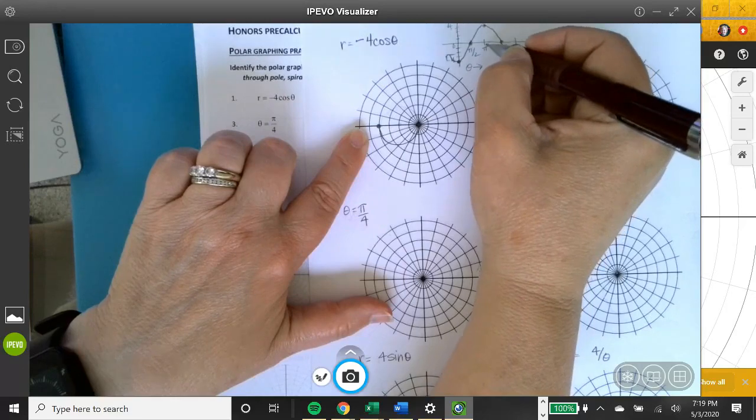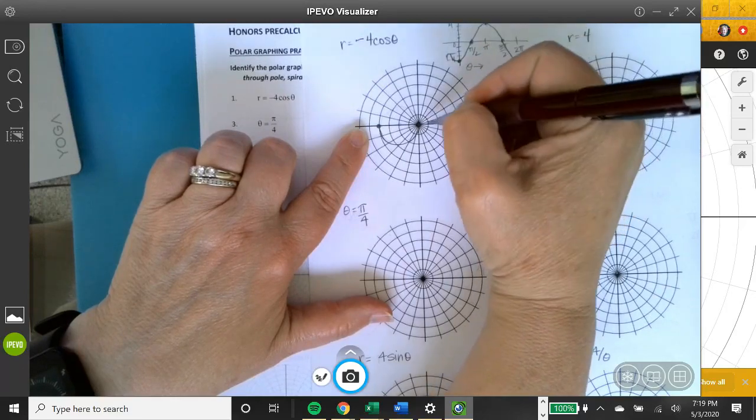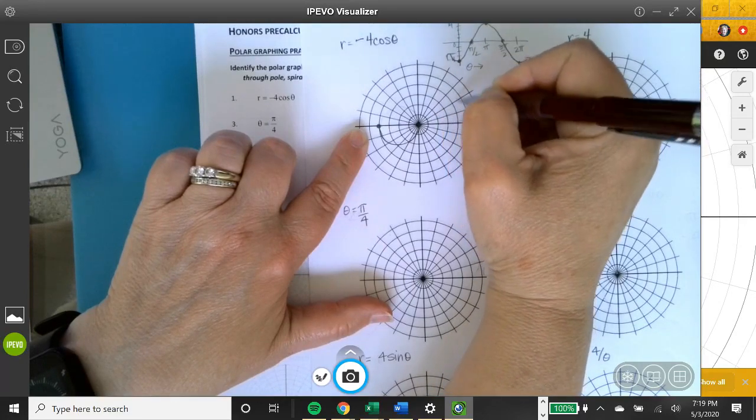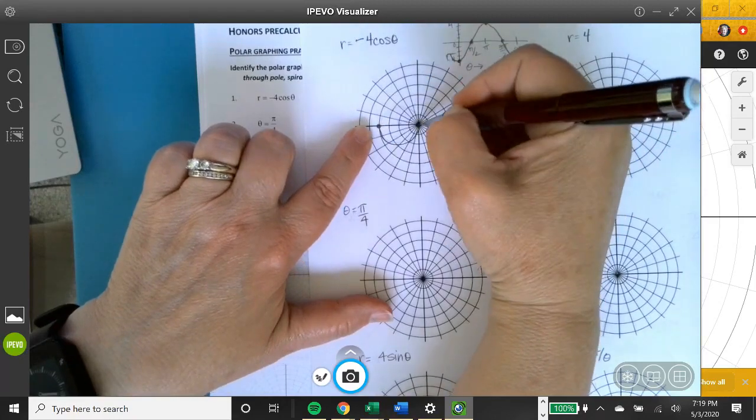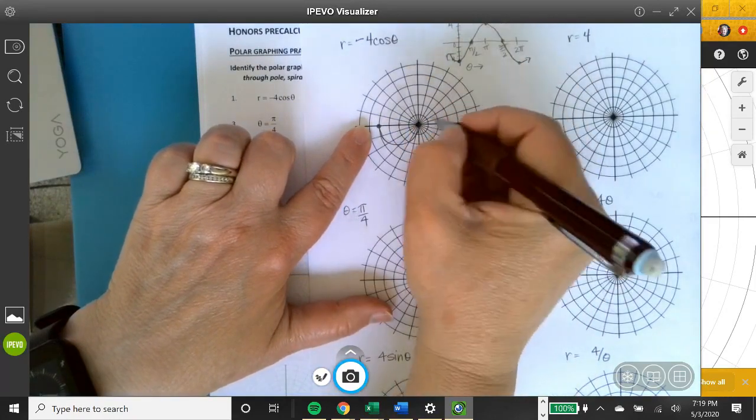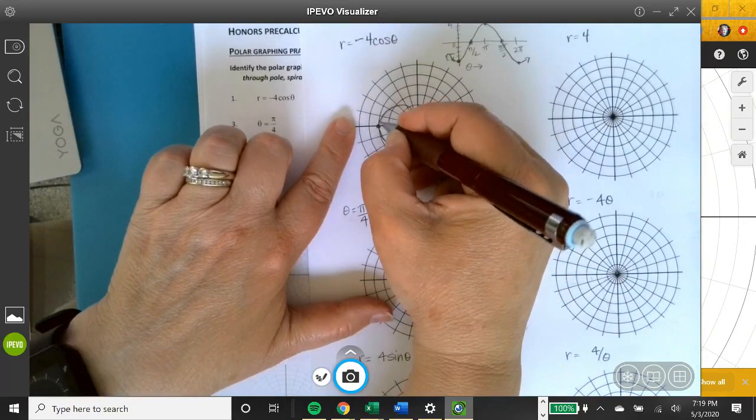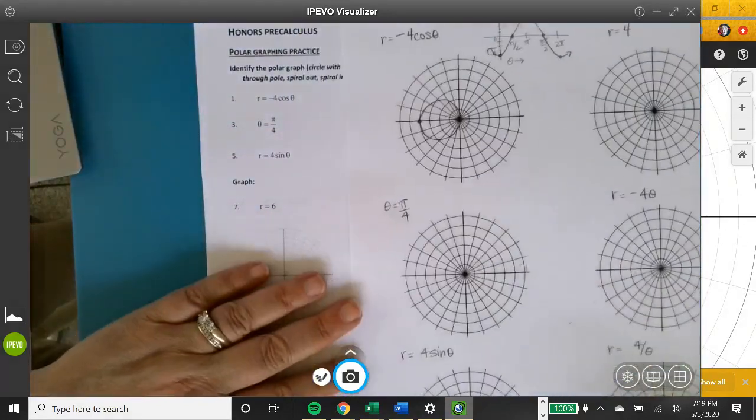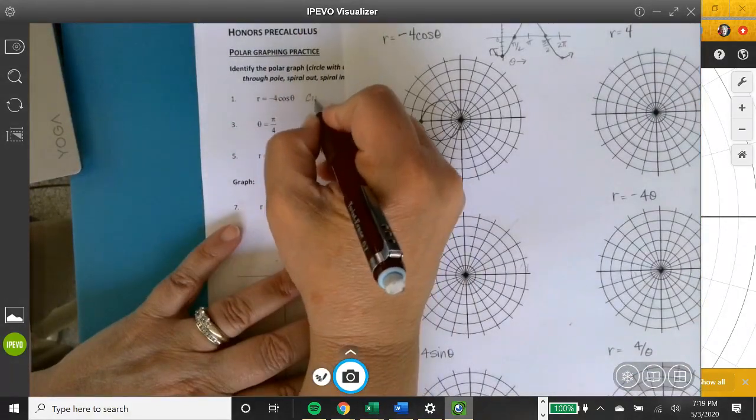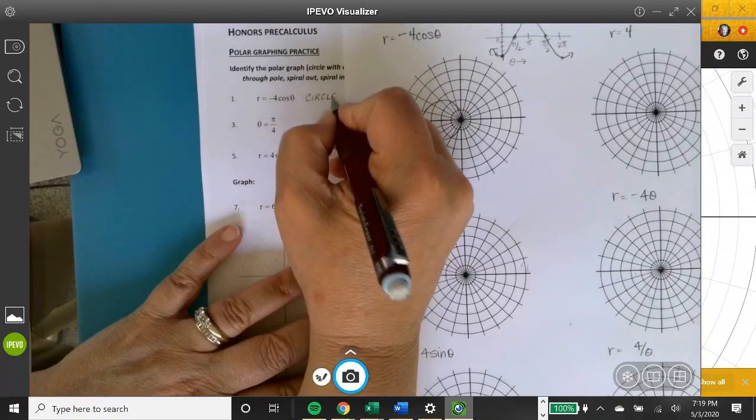And then I'm going to go out radially 4, 1, 2, 3, 4, and then rotate pi. And so I have to go from the pole, and r is getting bigger, so I'm going to go here, and I have a circle. So this is a circle, but we knew that was a circle.